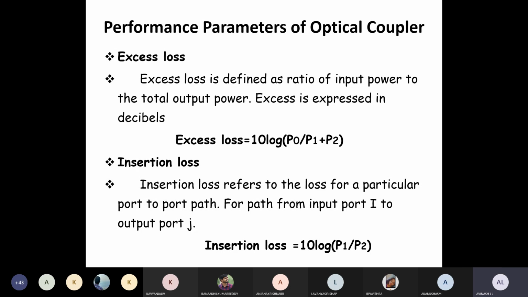Similarly, the next type of loss is insertion loss. Insertion loss refers to the loss of a particular port to port path, for the path from input port I to output port J. So insertion loss is given by 10 log P1 divided by P2.